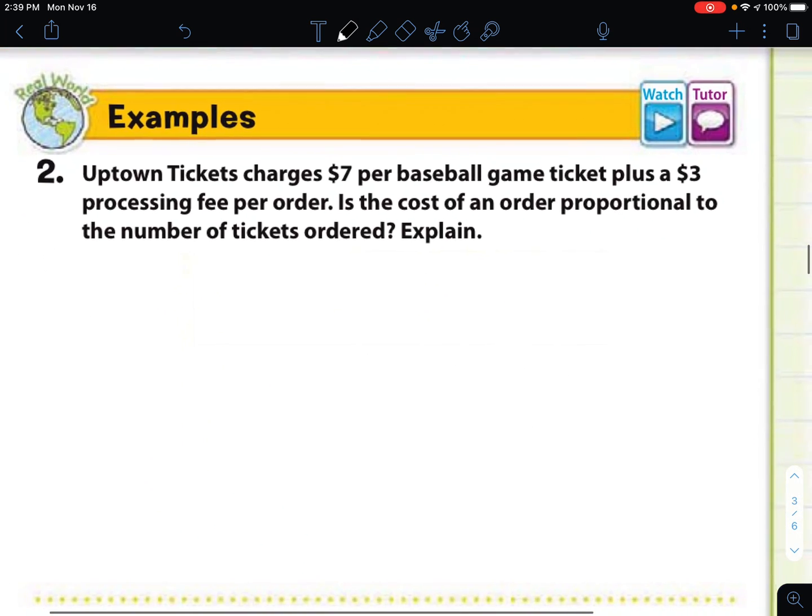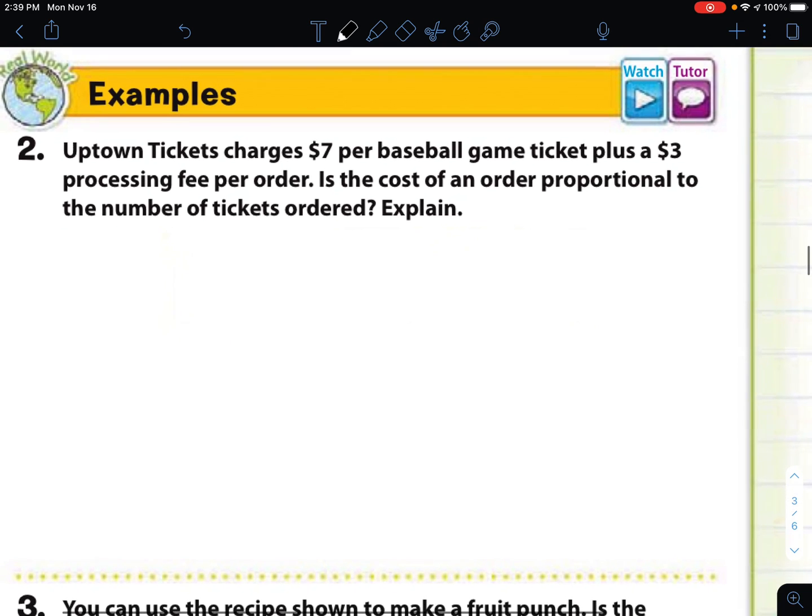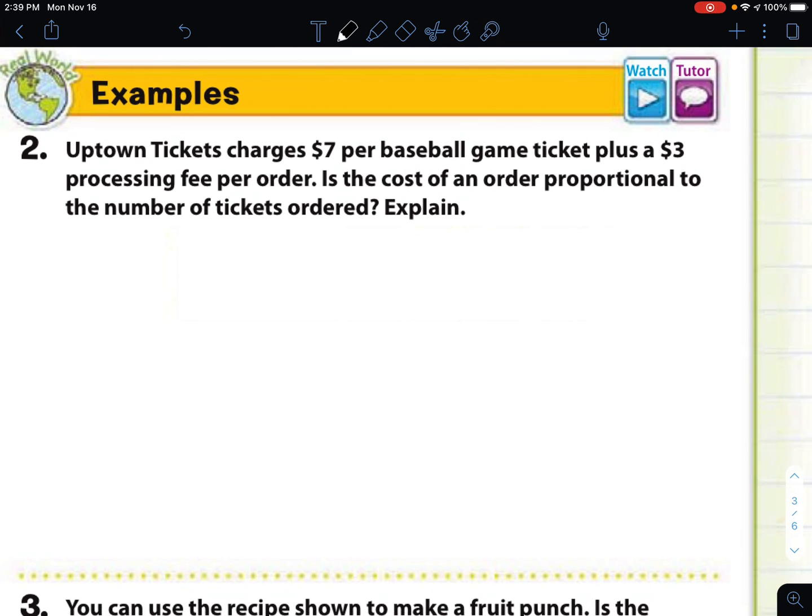Example number 2. Uptown Tickets charges $7 per baseball game ticket plus a $3 processing fee per order. Is the cost of an order proportional to the number of tickets ordered? Explain. Again, let's read this again. So we have Uptown Tickets. They charge $7 per baseball game ticket. And then you have an added $3 processing fee per order.